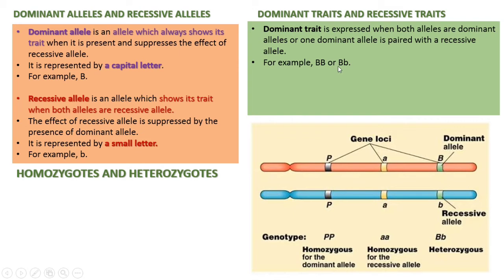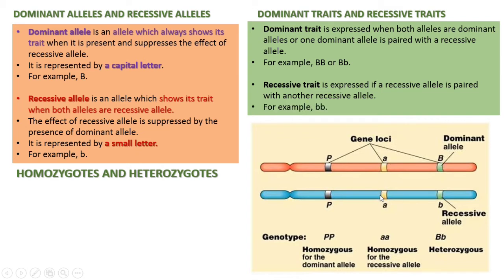Recessive trait is expressed if a recessive allele is paired with another recessive allele. So recessive allele, example small a and small a, and it will show the recessive traits. Ataupun contohnya b kecil. Bila kedua-duanya recessive allele baru dia akan menunjukkan recessive traits.